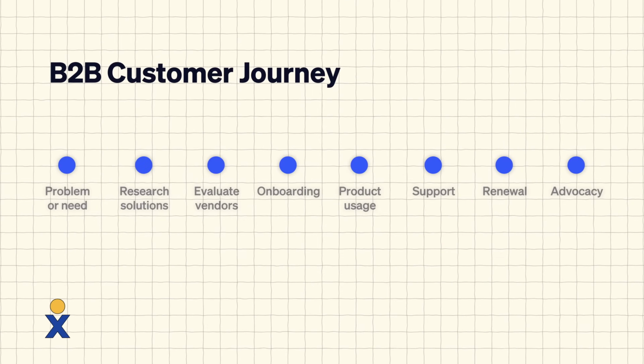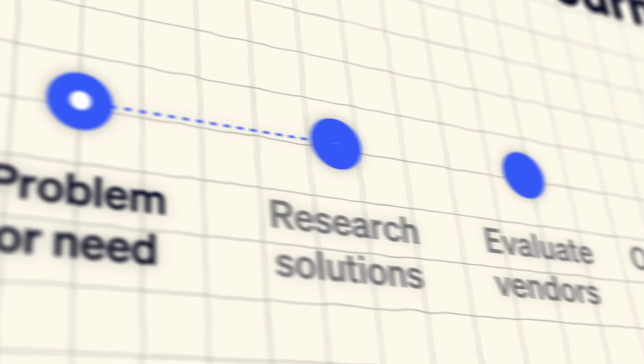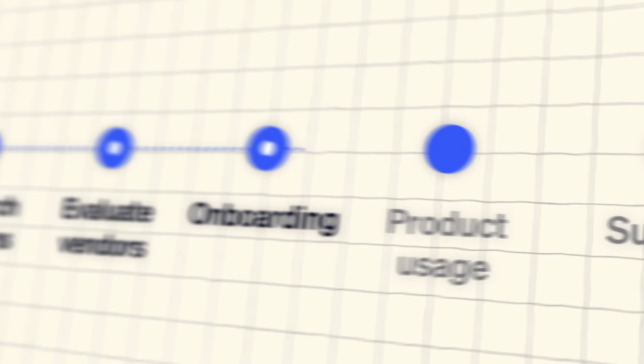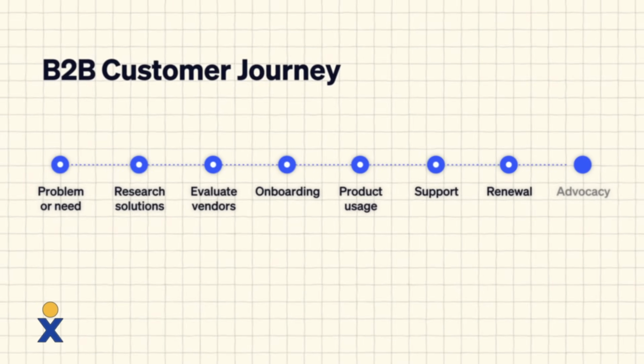So first of all, what is a customer journey map? Let's take a look at an example. Here's a super simple map for a B2B. A potential customer has a need, they research solutions, check out vendors, sign up for a plan, use the product, they need help with the product, renew their plan, and then tell others about their experience. That visual representation is a customer journey map.